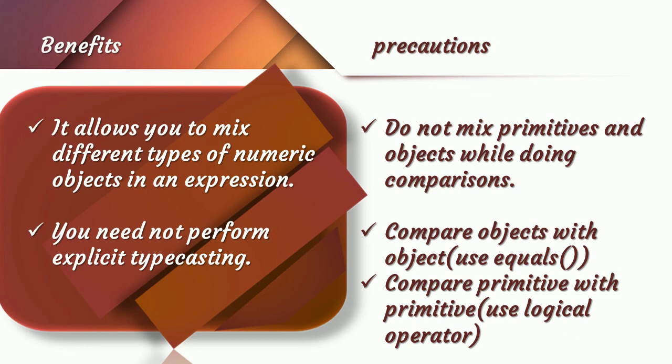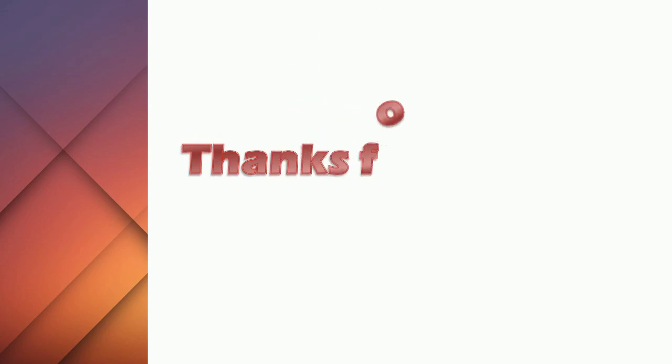Next one is precautions. What are the things we have to follow as precautions? We should not mix primitives and objects while doing comparisons. If you want to compare an object with an object, you have to use the equals method. And if you want to compare a primitive with a primitive, you have to use a logical operator. Okay. So I think you are able to understand what is there in the library classes.